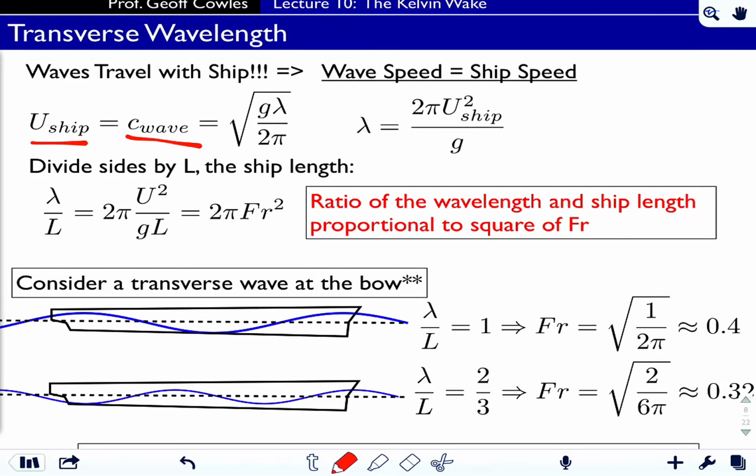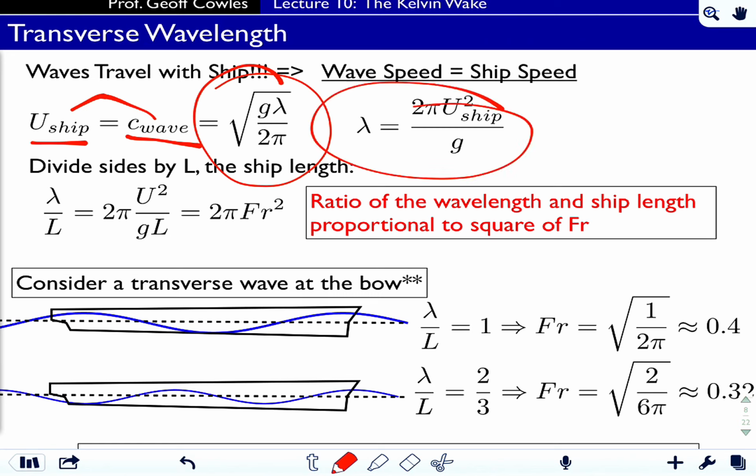So this is the first thing, that the waves travel with the ship. So U_ship must be equal to C_wave, and C_wave from our water waves lecture is equal to the square root of gλ/2π. So it's proportional to the square root of the wavelength. That's because deep water waves are dispersive. From that, we can calculate a relationship between the transverse wavelength and the ship speed. It goes as the square of the ship speed. And if we want to non-dimensionalize this for a similarity relation, we have the ratio of the wavelength to the ship length goes as the Froude number squared.